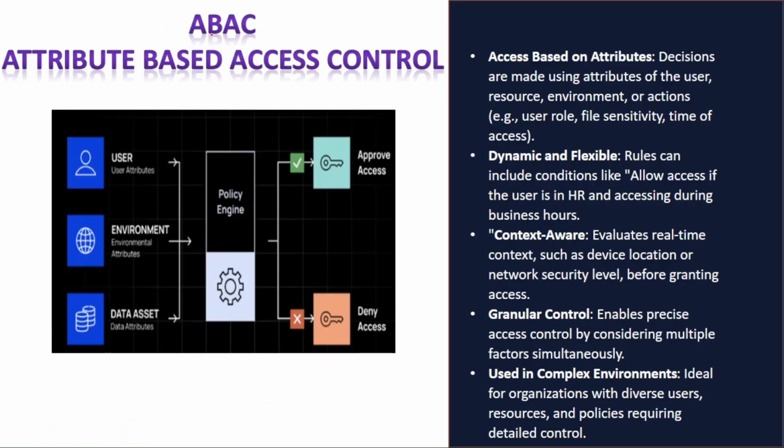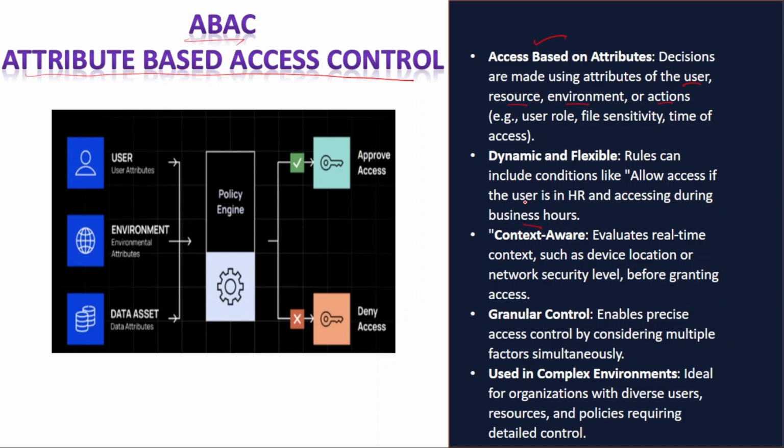Next one is ABAC, that is attribute based access control. So access is based on attributes. Decisions are made using attributes of the user, resources, environments, or actions such as user role, file sensitivity, time, and so on. So this is a dynamic and complex type of authorization model where access is defined based on many factors such as user attributes, environmental attributes, and data sets. Dynamic and flexible: rules can include conditions like allow access if the user is in HR and accessing during business hours. So these are different attributes.